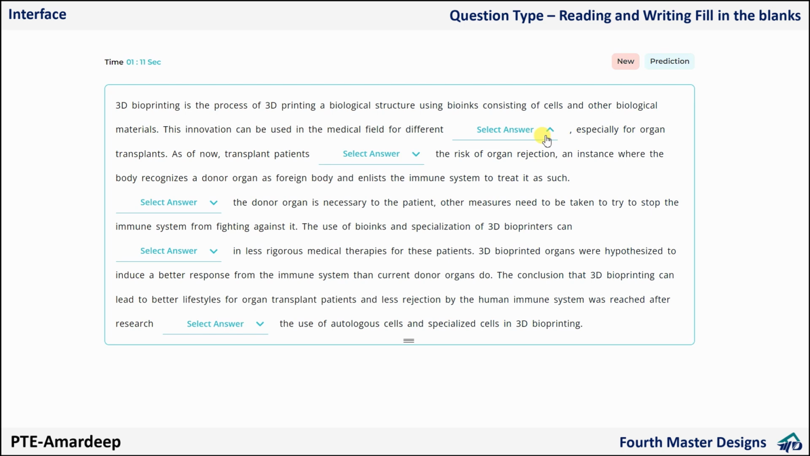And if you are not doing well in this particular question type, then it becomes very important to do very well in read aloud and highlight incorrect words of the listening module. So do not leave your reading module on your read aloud and highlight incorrect words. Okay, try to do well here.